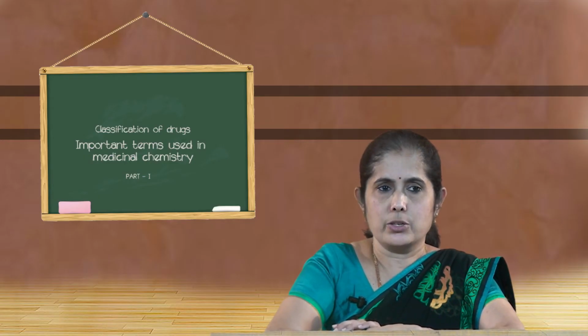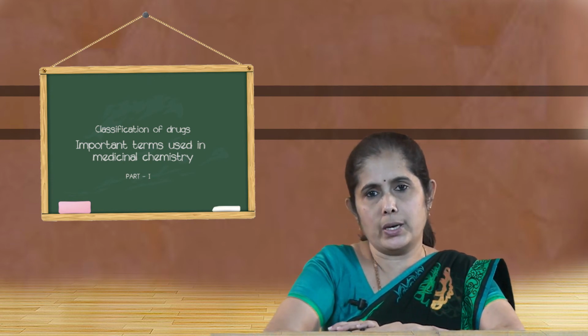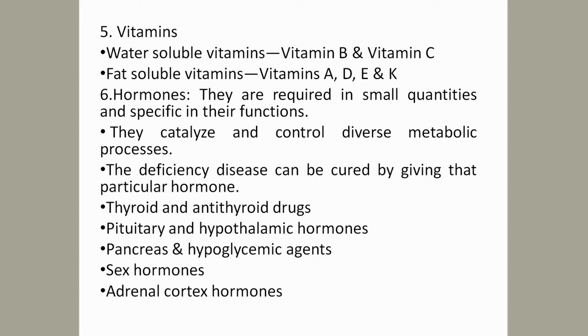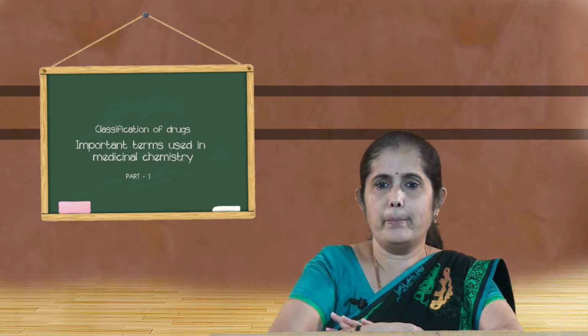Thyroid and anti-thyroid drugs: we know that people suffer from hypothyroidism and hyperthyroidism. In order to cure that disease, the thyroid hormone has to be given to the patient. Pituitary and hypothalamic hormones, pancreatic and hypoglycemic agents. People may suffer from diabetes and so on. Then sex hormones: people suffer from a lot of diseases due to the deficiency of these hormones. That has to be treated by giving that particular hormone as a medicine.